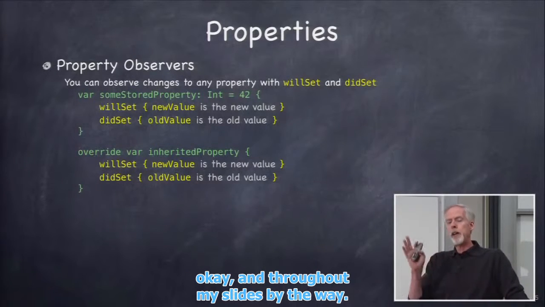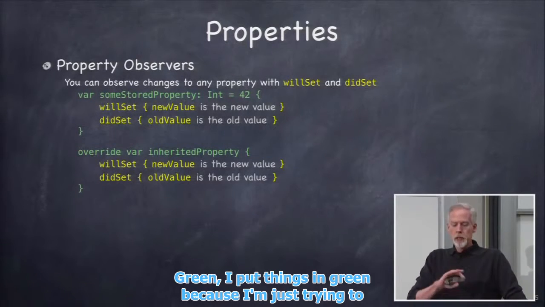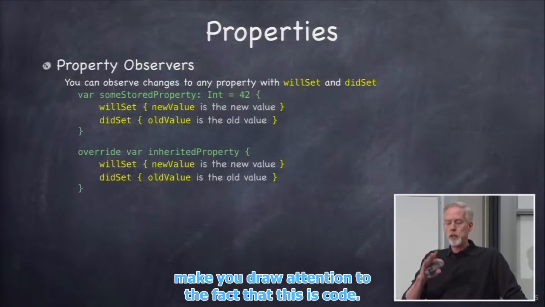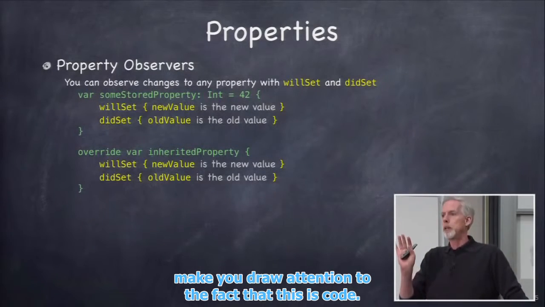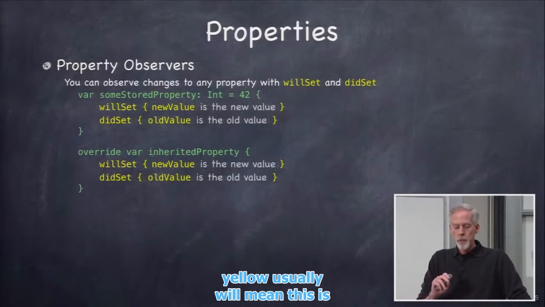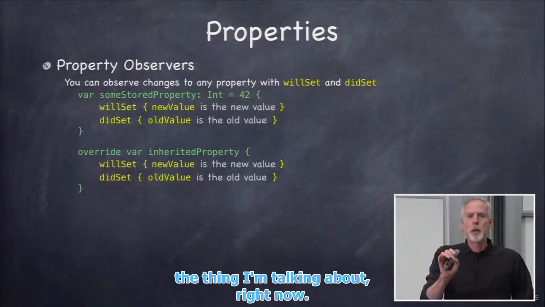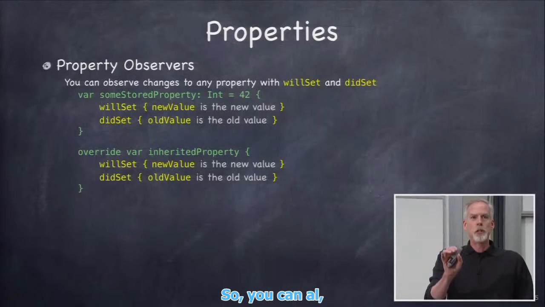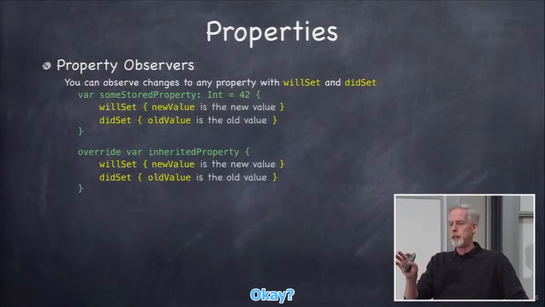I'm just putting it there. Okay, and throughout all my slides, by the way, I put things in green just to draw attention to the fact that this is code. Okay, that's all green means. But yellow usually will mean this is the thing I'm talking about right now. This is the thing to pay attention to. So you can almost think yellow is like highlighted, okay?